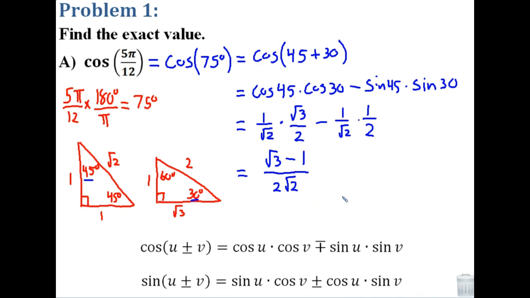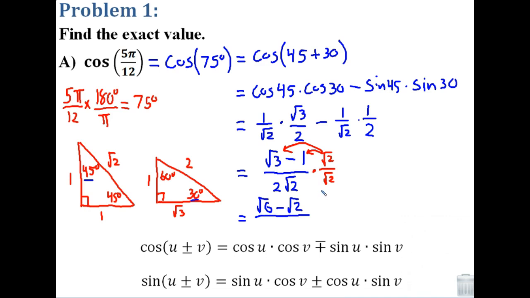Okay, and I'm going to be able to take one more step with this to clean it up. If I multiply the top and bottom by root 2 over root 2, that's going to allow me to rationalize the denominator. That'll cancel out this root 2 on the bottom. I'm going to need to distribute that to both terms on the top, which will leave me with a root 6 minus root 2.